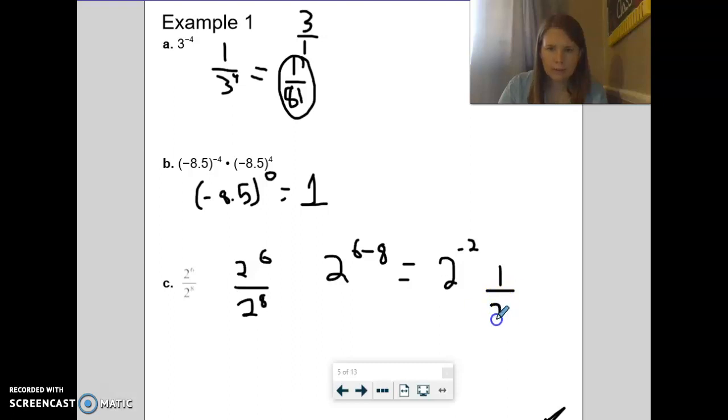And then instead of having a negative 2 as your exponent, you're going to change it to a positive 2. Again, we don't like to leave it like this, so you're going to figure out what is 2 to the second. 2 to the second is 4. So your answer is going to be 1/4.